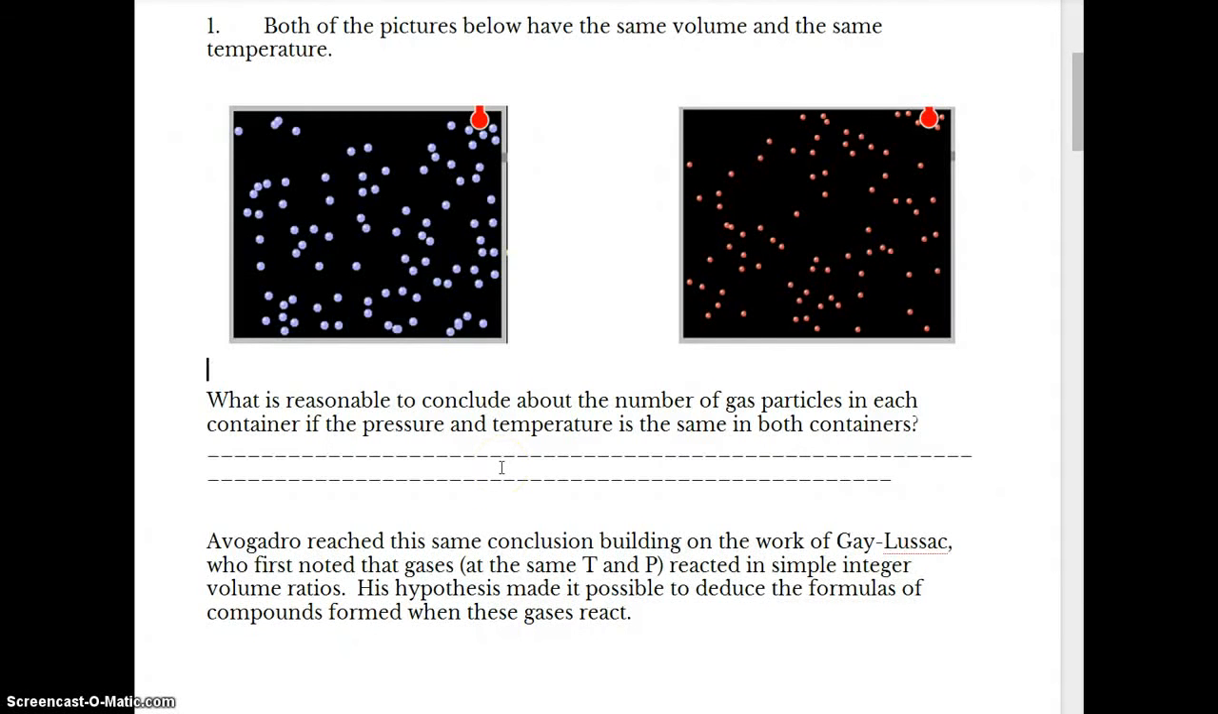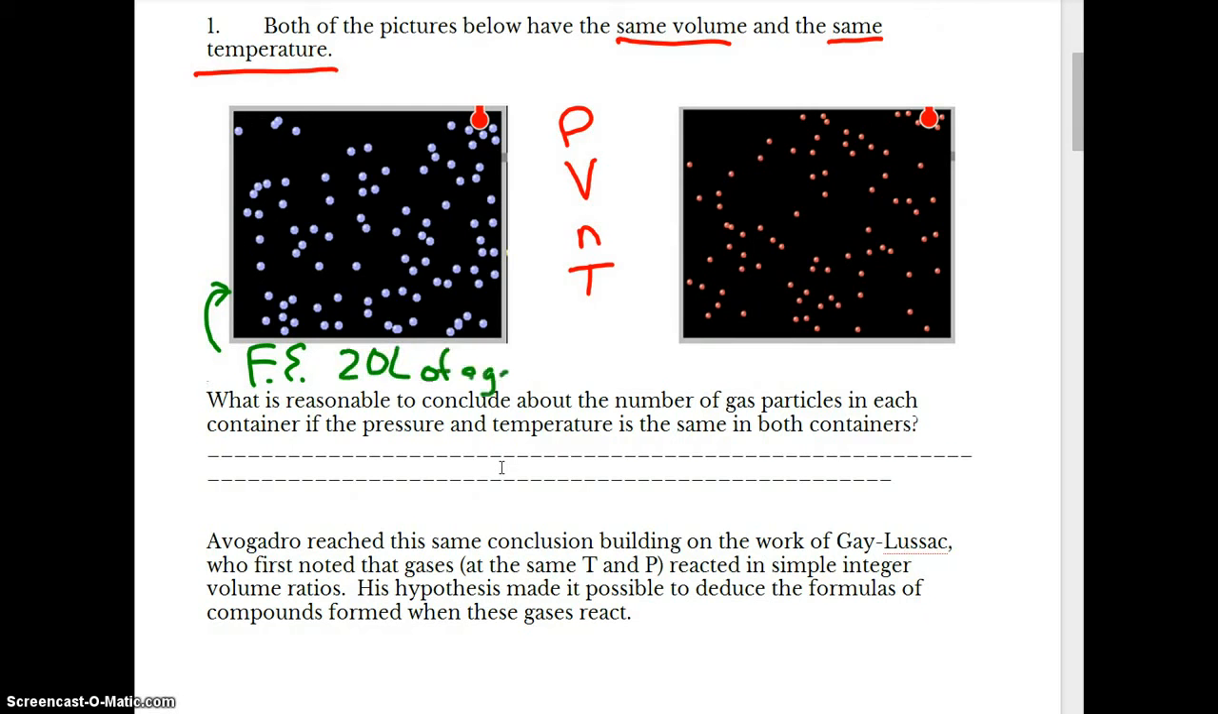Okay, the first question says that both of the pictures below have the same volume and the same temperature. And we know that the things that influence a gas are pressure, volume, number of particles, and temperature. So I can write a forever statement then for this one. For every 20 liters of a gas at 273 Kelvin with a pressure that's equal to the outside of 1 atm, there are, let's just make an arbitrary number, 500 particles.